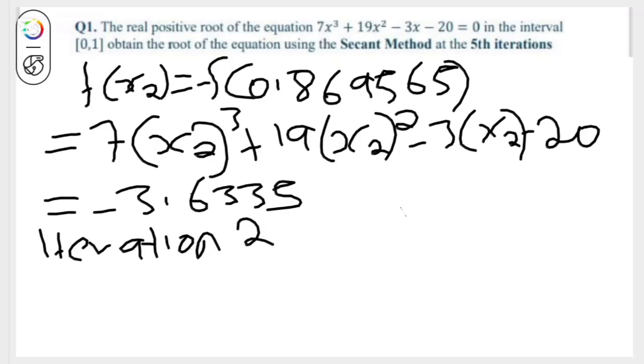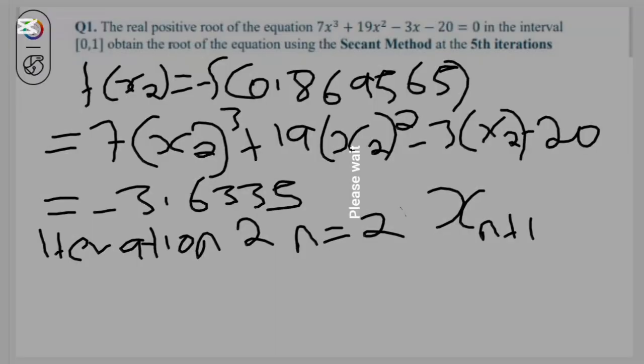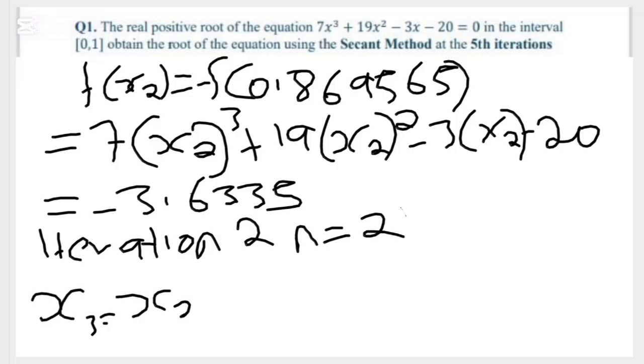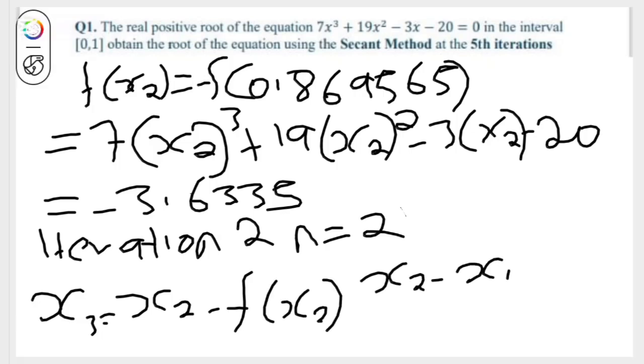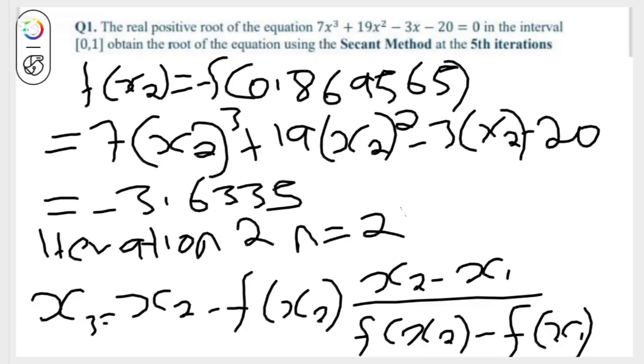So I have to perform my second iteration, when n is equal to 2. From the formula, the subscript is n plus 1, because n is 2, so I have to add it with 1, so I'll get x of 3. So x of 3 should now become x2 minus f of x2, multiplied by x2 minus x1, divided by f of x2 minus f of x1.